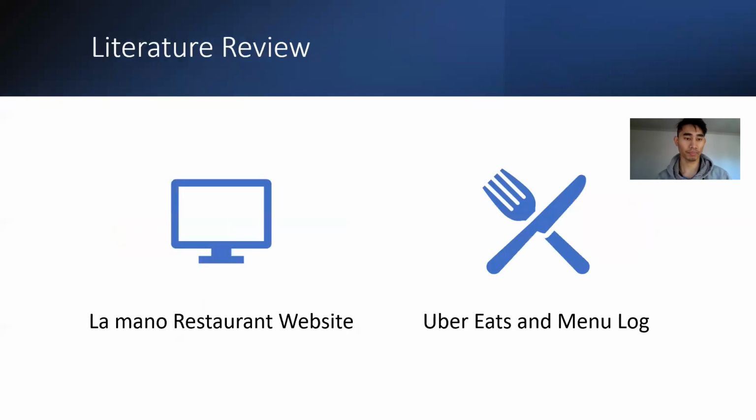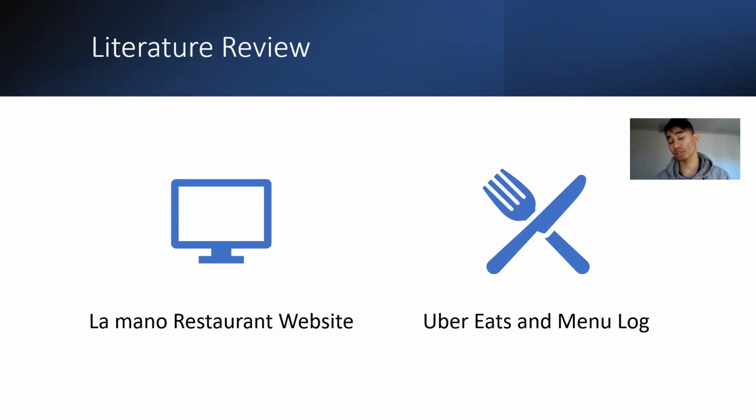Here are the two main literature reviews I studied. The first one is Lamano Restaurant's own website. When I checked their website, I found that it is very static, with just text, a product list, and prices only. So the user cannot book tables, and the user cannot order food items from there. All the content was static.